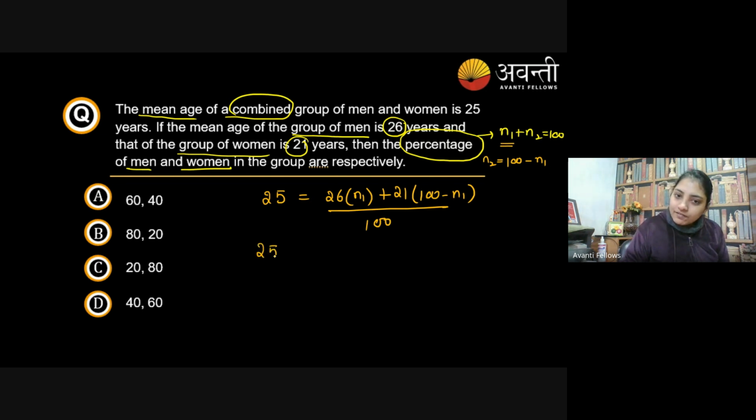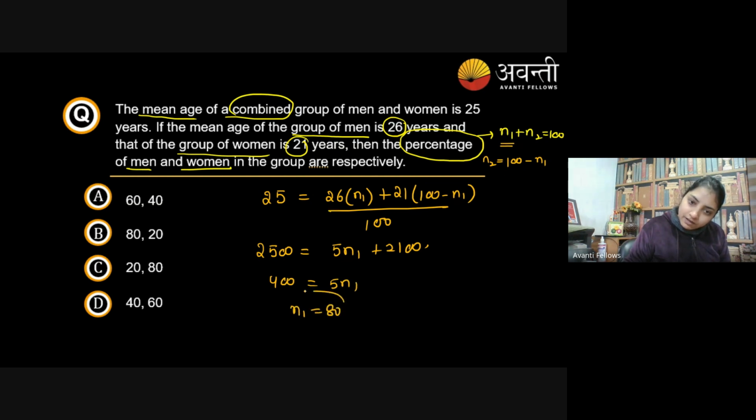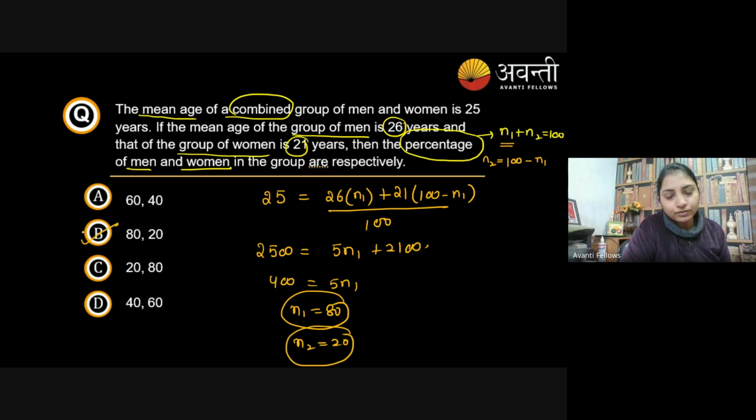It means 2500 is equal to 5N1 plus 2100. So 400 is equal to 5N1. So N1 should be 80. If N1 is 80, then N2 should be 20. Yes or no? Any doubt? Any confusion? Does anyone have any difficulty in this question? Is everything clear for everyone? Okay.